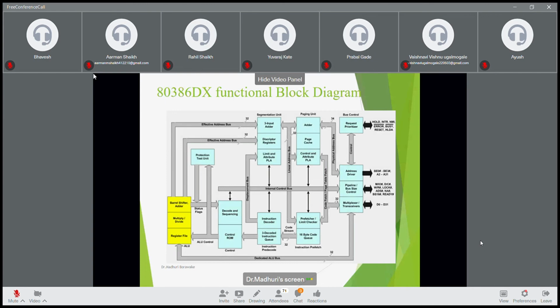Now whenever the prefetch queue fetches the instruction and stores it into the first in first out, that is, in short, you can say FIFO. In short, it is a FIFO.